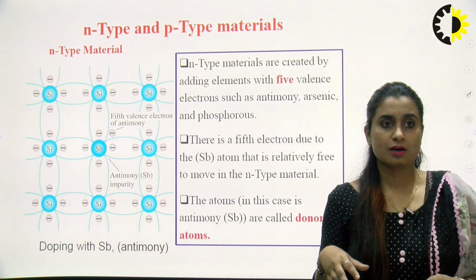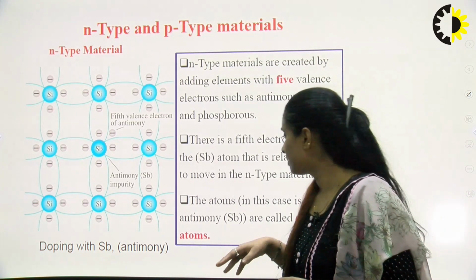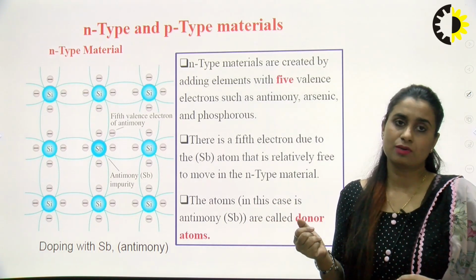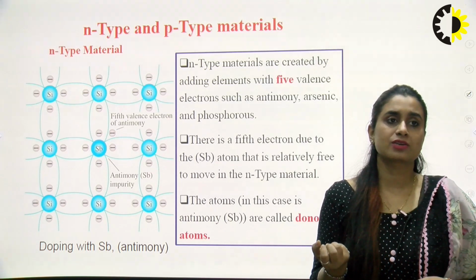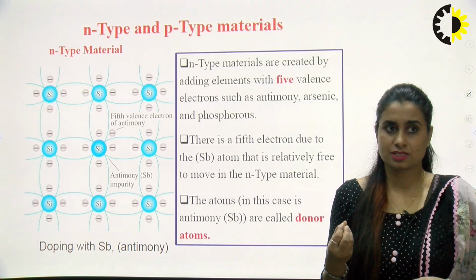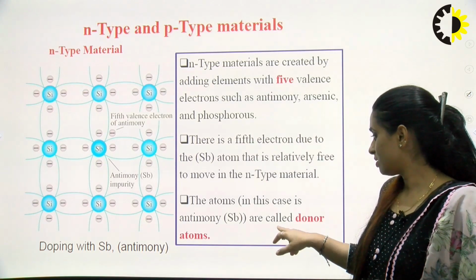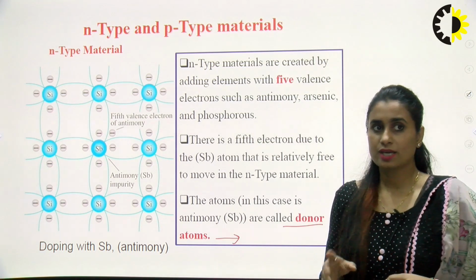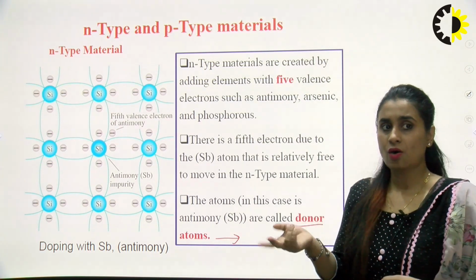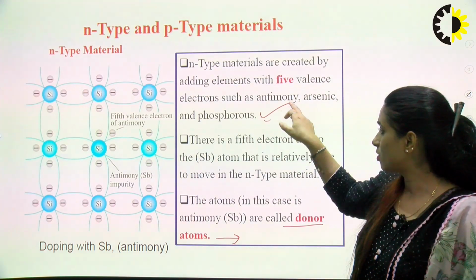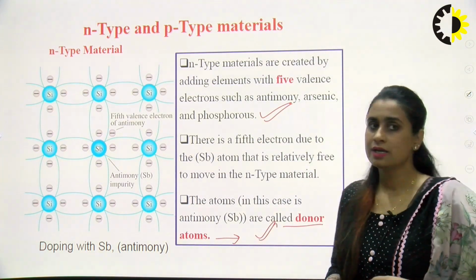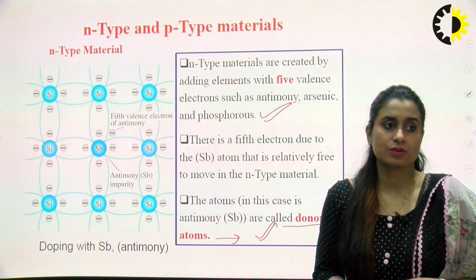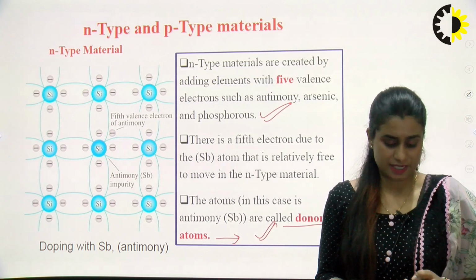What is a p-type material? If we are adding an impurity that has only 3 electrons in the outermost shell, then a deficiency of electrons will be represented by positive charge. Antimony acts as a donor atom. So, either we can create n-type material or p-type material. When we are adding a donor atom, it will be called n-type material, and when we are adding an acceptor atom, this is called p-type material.